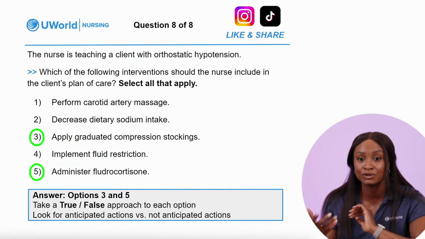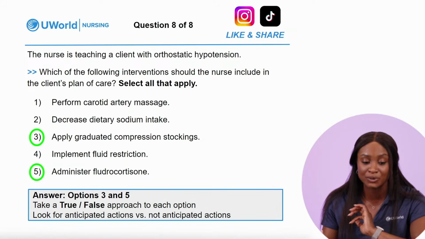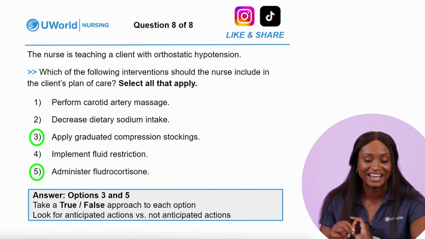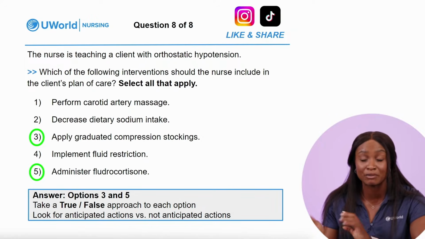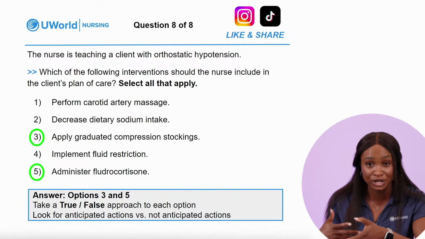And also fludrocortisone is a mineralocorticoid that mimics aldosterone, and this reduces sodium loss in the urine. So water follows salt. If you're holding on to the sodium, you're going to hold on to the water too.